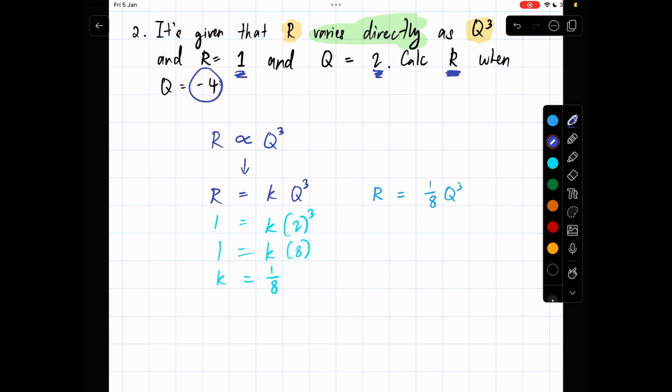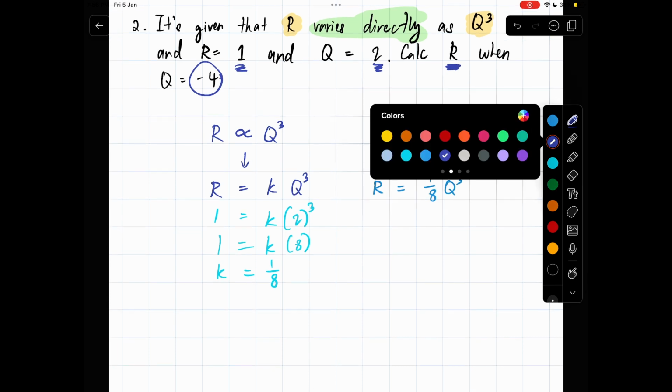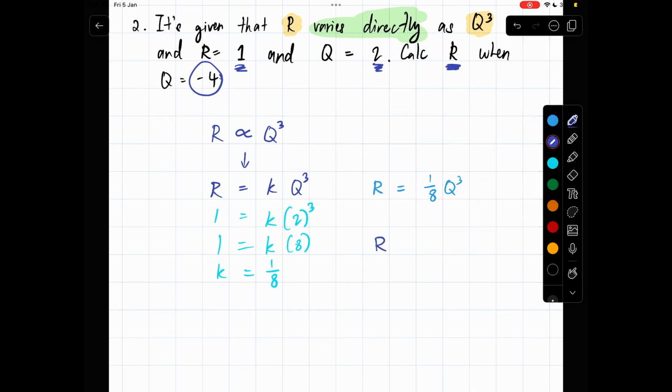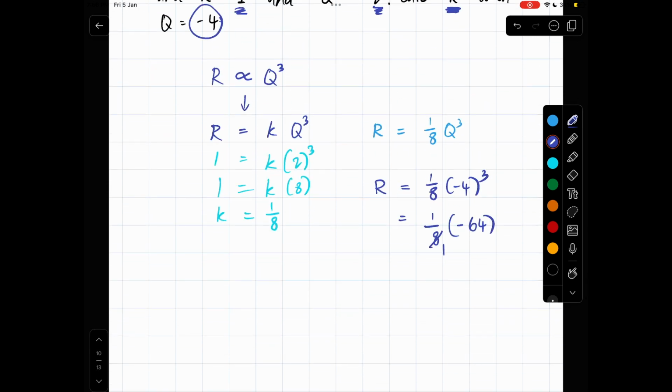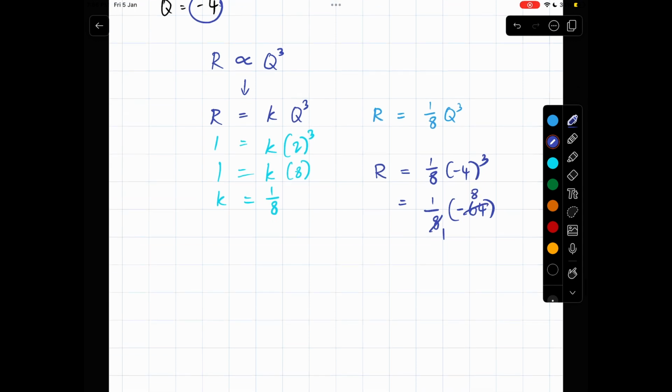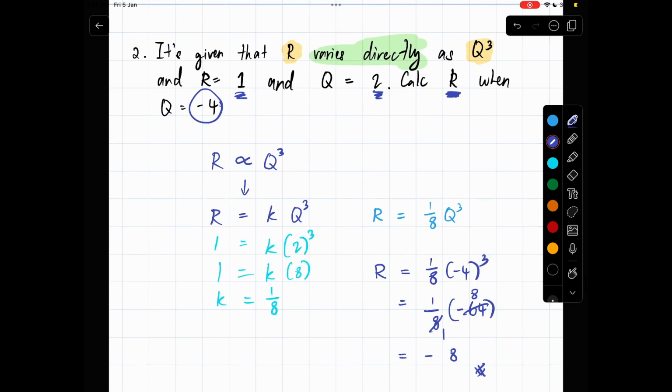We can use the equation form to find the answer. So r will be the unknown we have to find. Then q is given as negative 4. So negative 4 cubed, we will get negative 64. Negative 64, because 4 times 4 is 16, 16 times 4, you will get 64. Then we can cut the numbers, 8 into 64. The final answer for r will be negative 8. It's as simple as that.